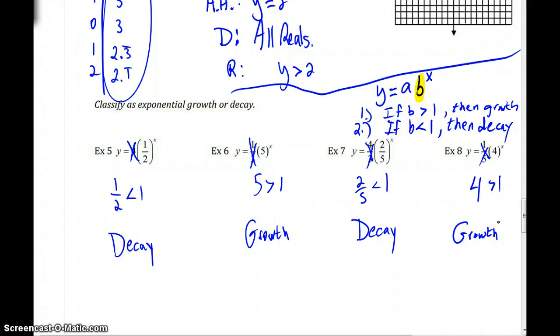So really a lot of problems like what we did earlier, with a few classifications of exponential growth or decay.